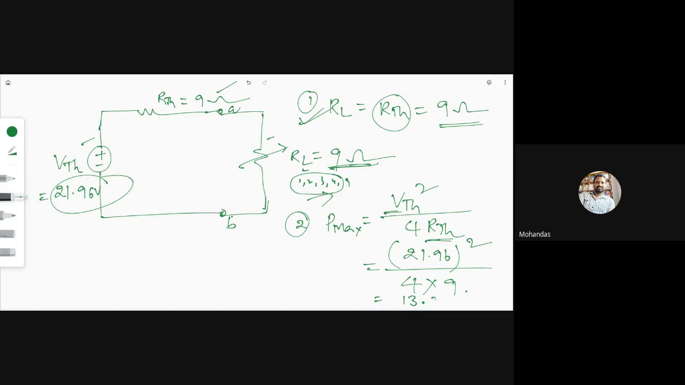What are the units for power? Watts. This is the maximum power. This is the solution for the given problem. Okay, so please, all of you note down this.